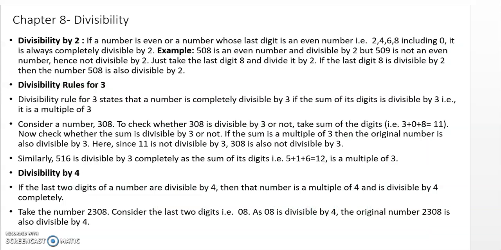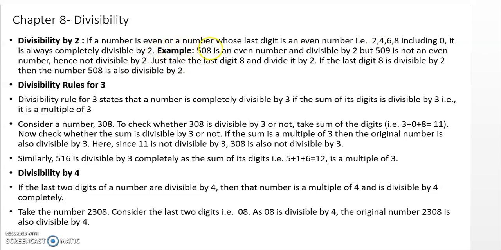Now we'll come to the next lesson. So that is divisibility. You can take out your page number 43. Here you should know the tests of divisibility. Now what is the test of divisibility by 2? If a number is even, or a number whose last digit is an even number, that is 2, 4, 6, 8 including 0, it is always completely divisible by 2.